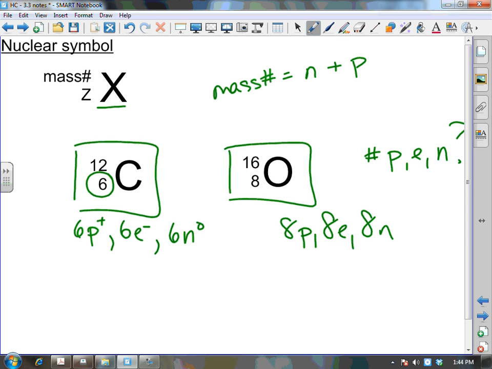So we should be able to, either way, given an element's information, given the number of protons, electrons, and neutrons, write the nuclear symbol, or given a nuclear symbol, we should be able to determine the number of protons, electrons, and neutrons.